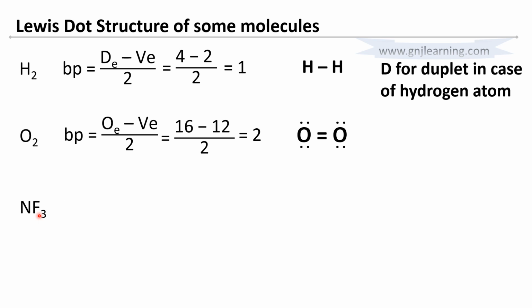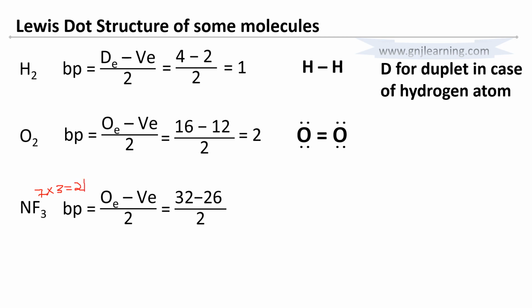So the total number of octet electrons, OE, will be 32, and the valence electrons, VE, will be 26. How did we get VE as 26? Let's calculate that. In the case of fluorine, each fluorine has 7 electrons. So 7 into 3, we get 21.